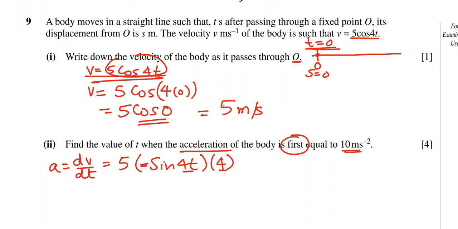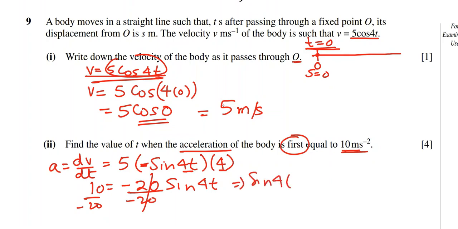Please keep in mind this minus is not subtracting, it is multiplying with it. So we will effectively get minus 20 sine 40. And now they said it is equal to 10, and we have to find t. So let's divide both sides by minus 20. So it will be sine 40t equal to minus half, because the 0s cancel. So 40t equals sine inverse of minus half.